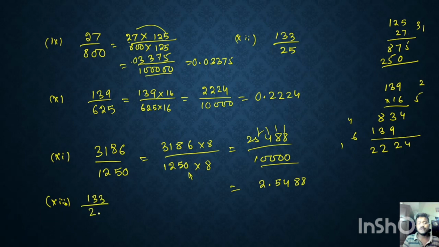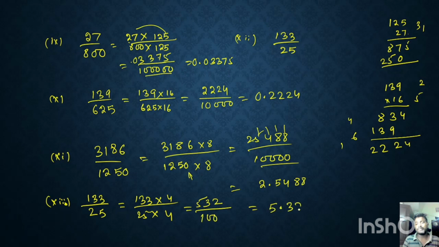133 divided by 25. So 133 into 25 into, so 25 4s are 100, 133 4s are 4 3s are 12, 4 3s are 12 13, 4 1s are 4 1 5 divided by 100. So answer is 5.32. Clear? I hope all of you are clear.